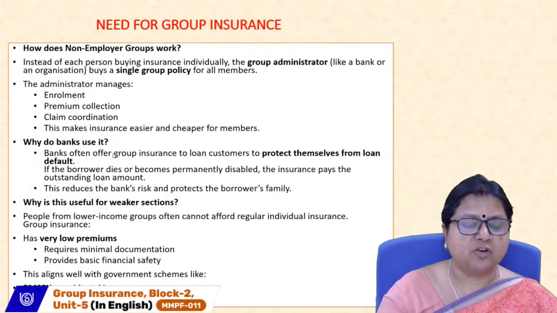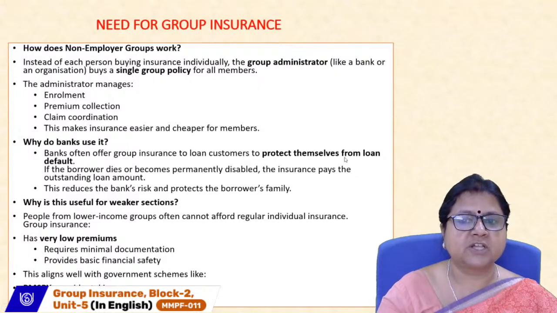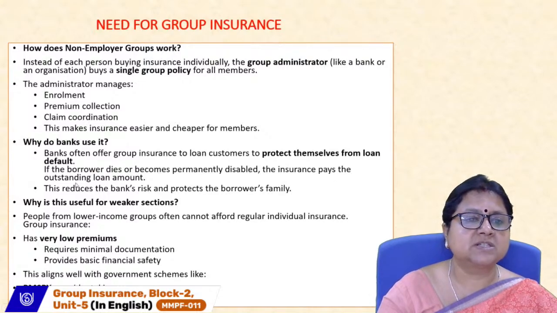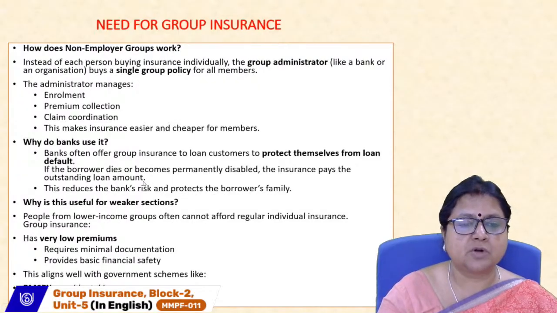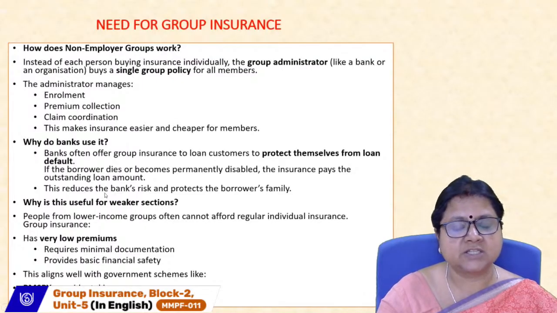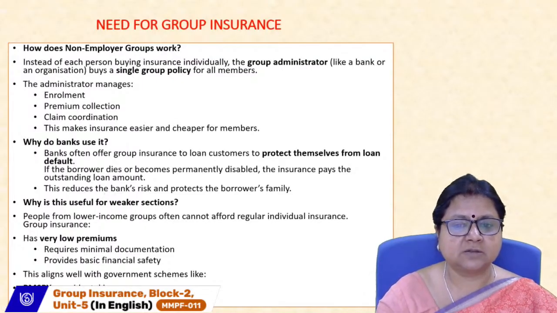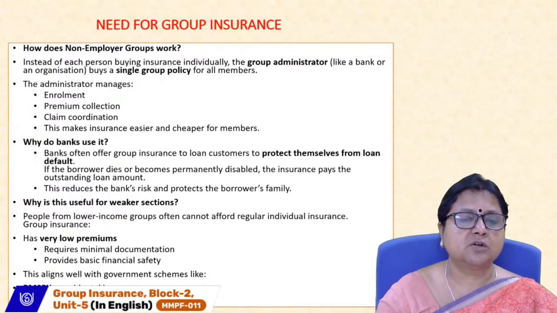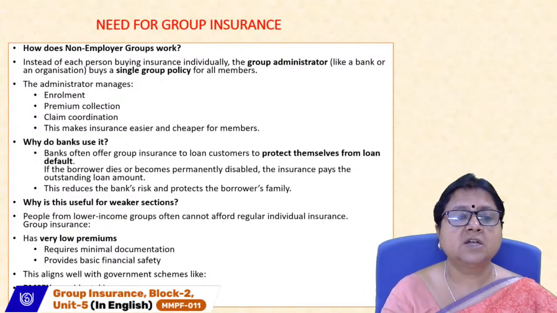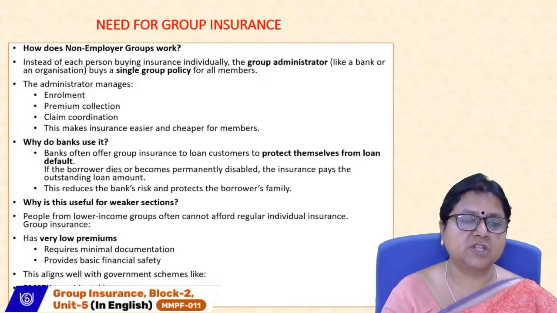So banks often offer group insurance to loan customers to protect themselves from loan default. If the borrower dies or becomes permanently disabled, the insurance pays the outstanding loan amount. Now, suppose the borrower dies, then of course the insurance policy is liable to pay the bank, and the bank will be able to recover the loan. So this reduces the bank's risk and protects the borrower's family also. After the death, the dependents of the borrower will not have the stress of repaying the amount to the bank.